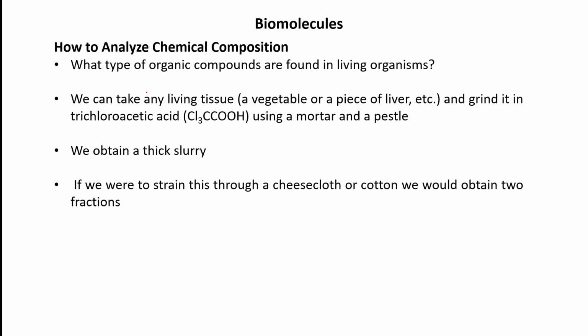When we are studying the organic compounds or biomolecules present in a living organism, we have to take the tissue of that particular living organism. That can be a vegetable or a piece of liver. If it is an animal, we can take any tissue, for example liver, or a vegetable if it is a plant. Grind it in trichloroacetic acid. You have to remember this name, trichloroacetic acid, using a mortar and pestle.